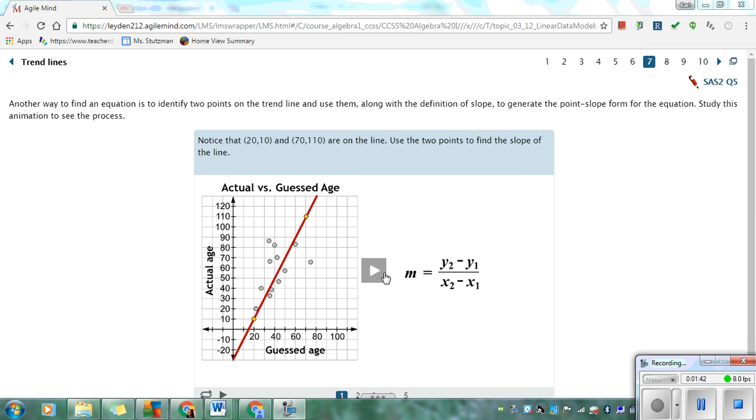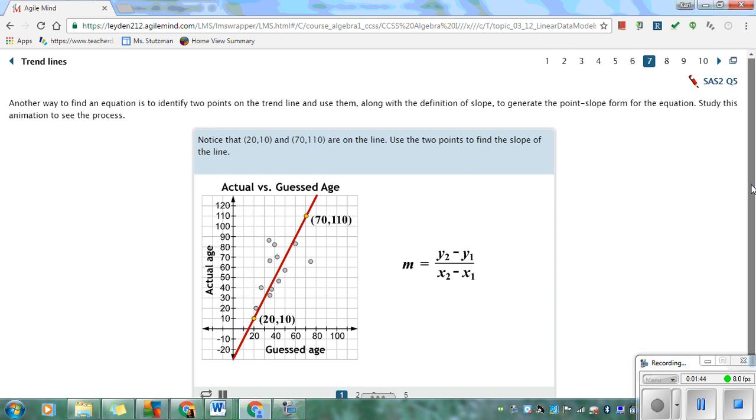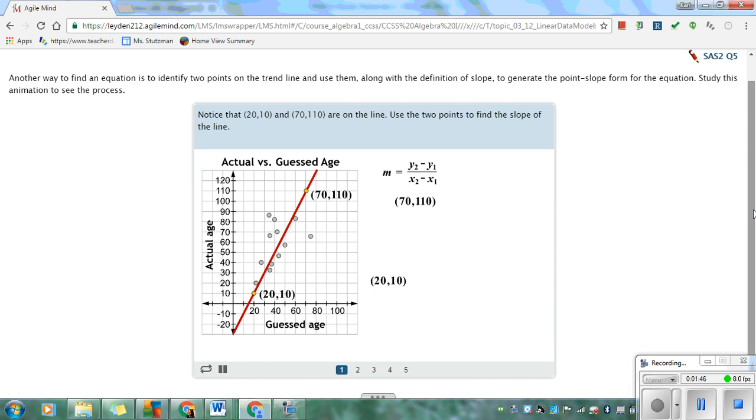So now what we're going to do is go back and figure out what the actual line is, and we're going to take two random points from the line, (20, 10) and (71, 10). And the first thing that we're going to do is go ahead and find the slope. So we are going to use the slope formula, y2 minus y1 over x2 minus x1, and we're going to go ahead and simplify the slope.